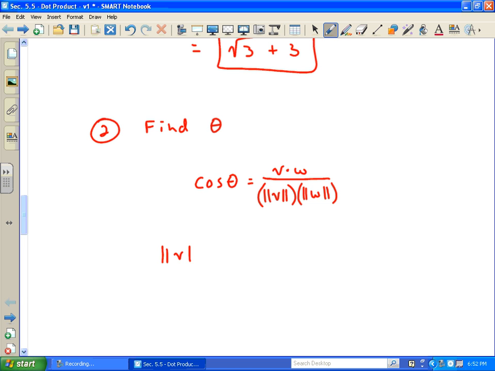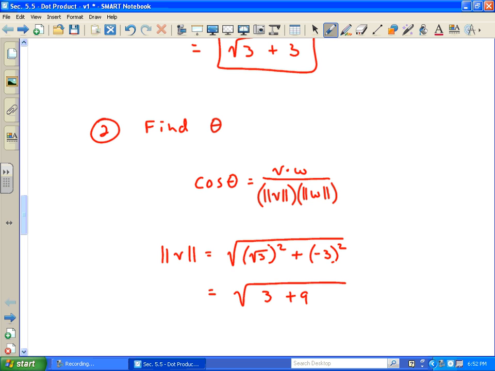So we need the magnitude of v. That's the square root of the horizontal component squared. Horizontal component for v was the square root of 3. That needs to be squared, plus the vertical component, that was negative 3 squared. Square root of 3 squared is just 3. Negative 3 squared is 9. And so this would end up being square root of 12, which simplifies down to 2 square roots of 3.